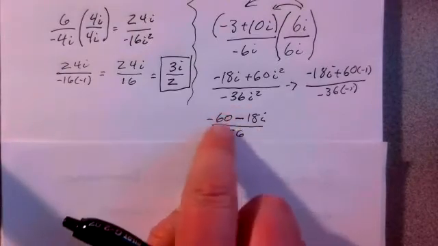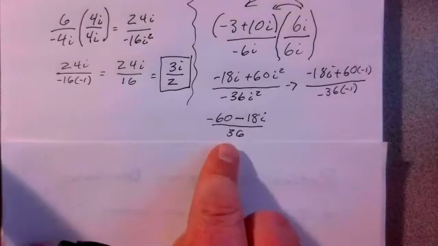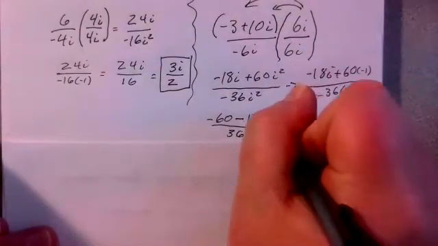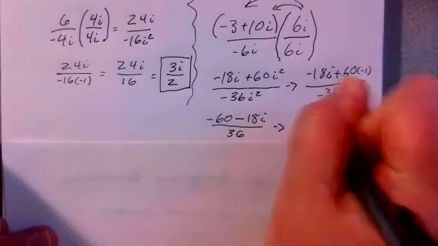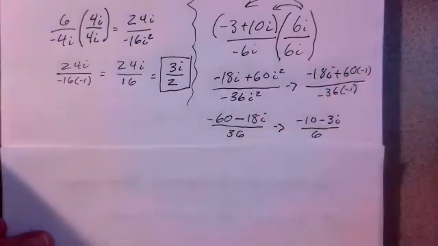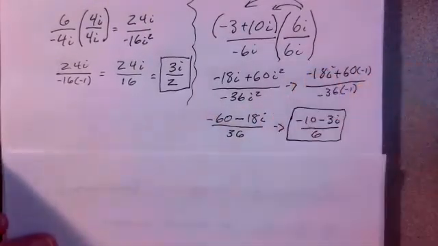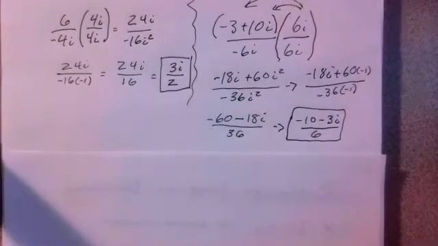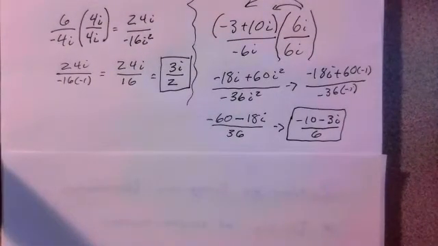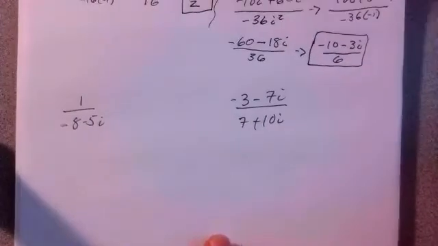And now all of these seemingly can reduce by 6. So if I reduce everybody here by 6, I get negative 10 minus 3i over 6. That is my final answer. So make sure you reduce as much as you possibly can with these. All right, let's take a look at the last two examples.